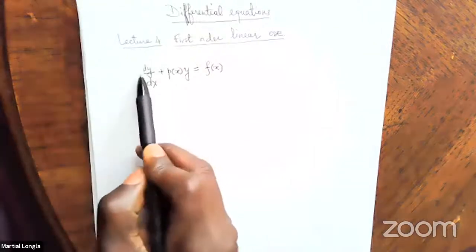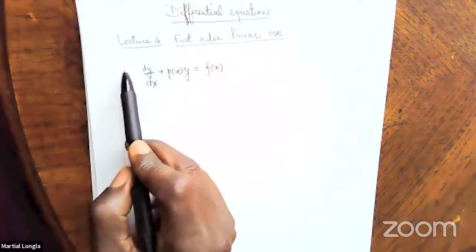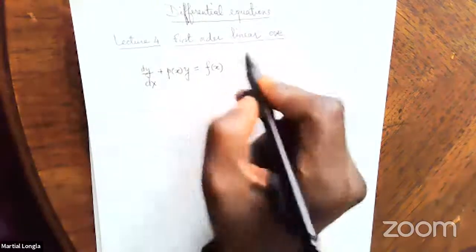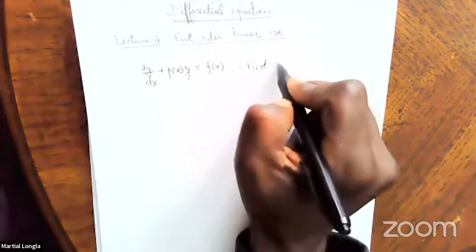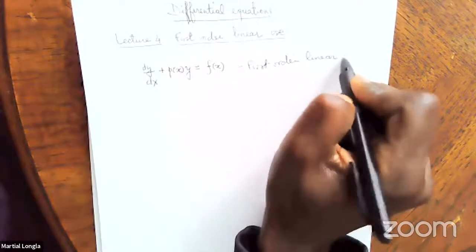Sometimes we have a function right here, but when you have that function there, you need to divide the whole equation by that function to make sure you have this form, which we call the standard form. So that's the first order linear ODE.